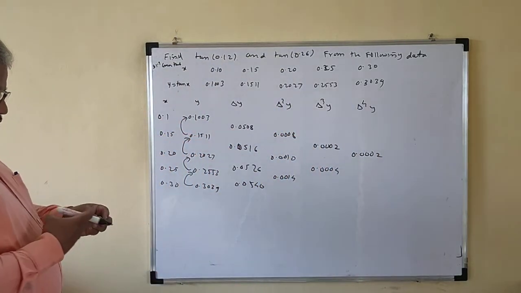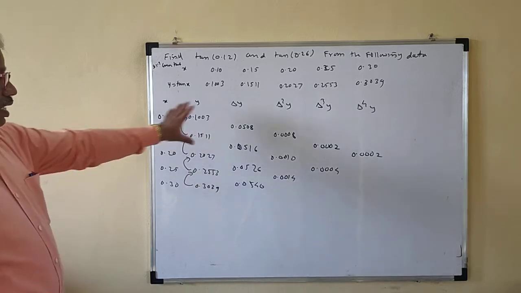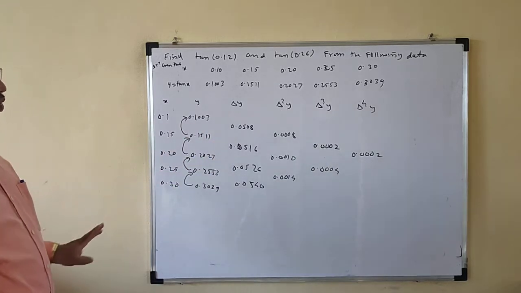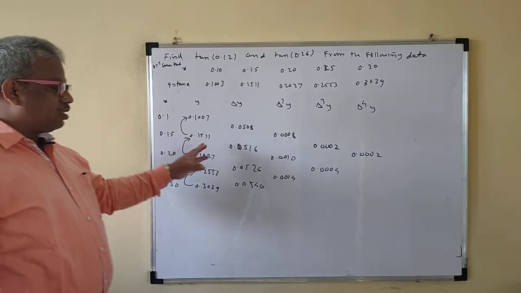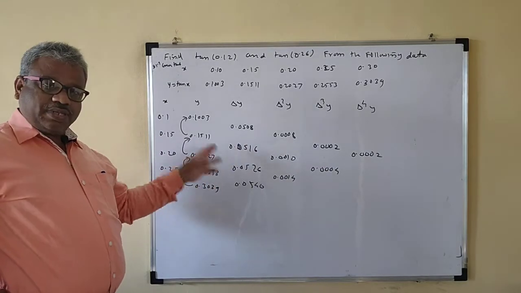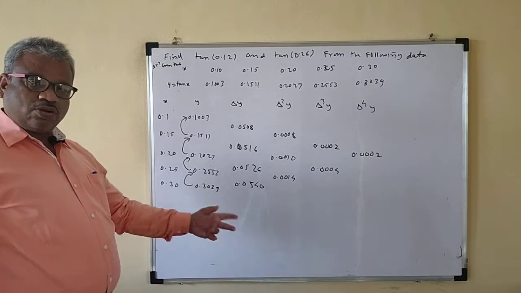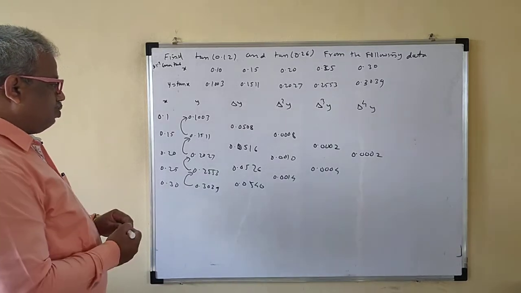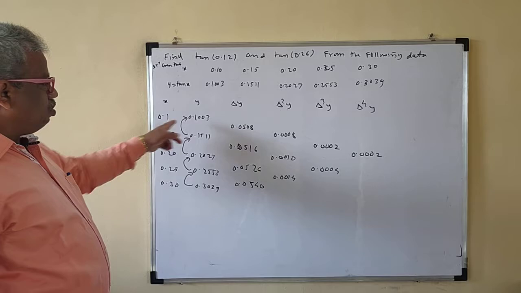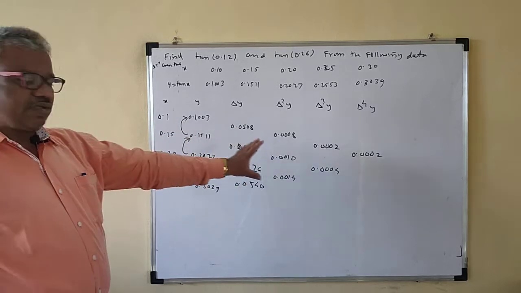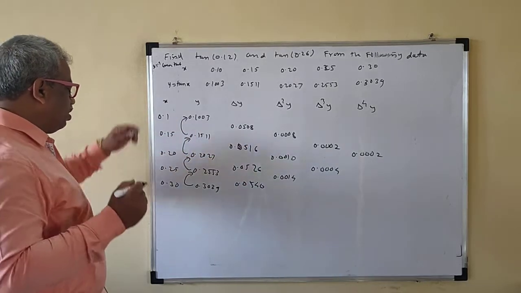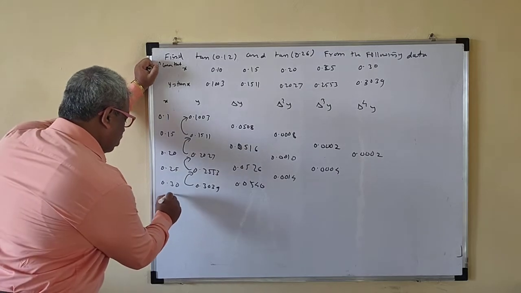Now we get the table. The table is the crucial part. If you make a mistake somewhere, you get a wrong solution, and whatever answer you get will be wrong. So do this difference table carefully. Now we write Newton's forward difference interpolation formula.